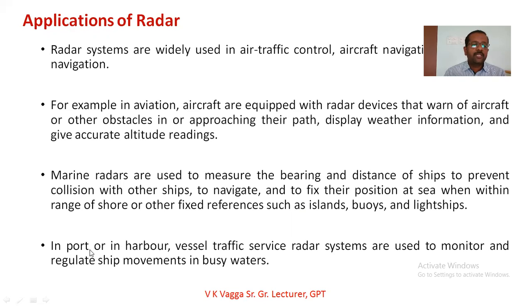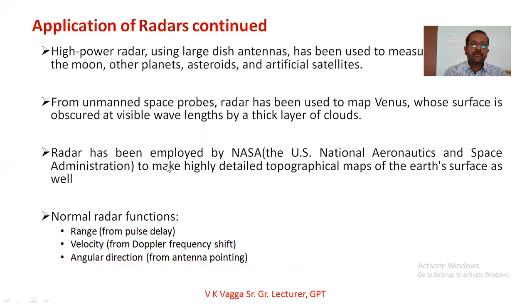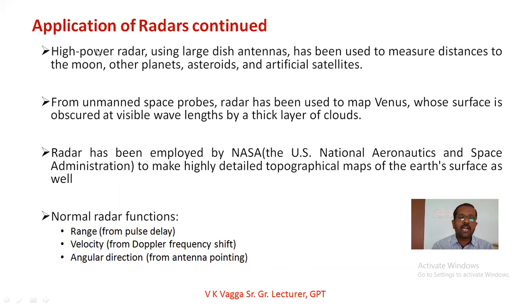Okay, and in the port or in the harbor, vessel traffic service radars are used to monitor and to regulate the ship movements in busy waters. If a number of ships are approaching the same place, it can measure and give the actual distance between the ships. All that can be measured here in the harbor.